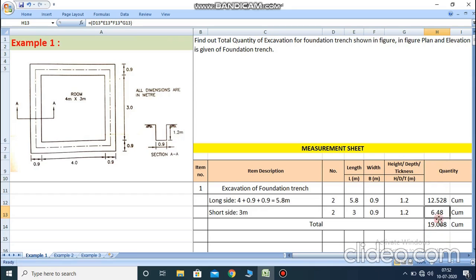So the total quantity is 6.48 cubic meter. So this cubic meter is only the short wall part. Now the summation of the long wall side and short wall side. So the total cubic meter quantity for the excavation for foundation trenches is 19.008 cubic meter. So it's a basic example for finding out the excavation for foundation trenches.